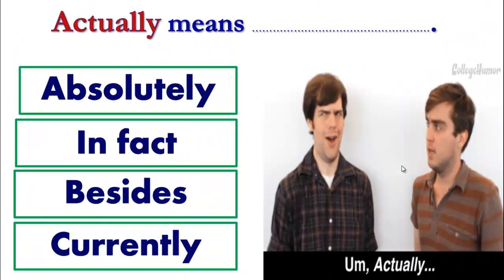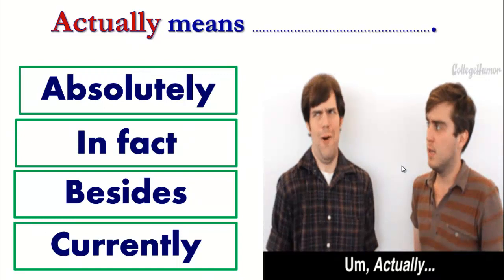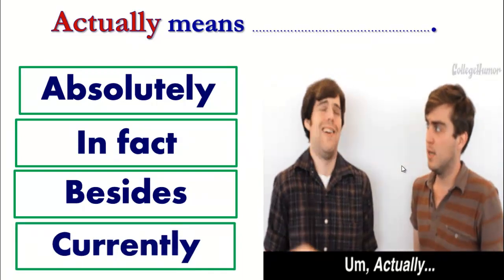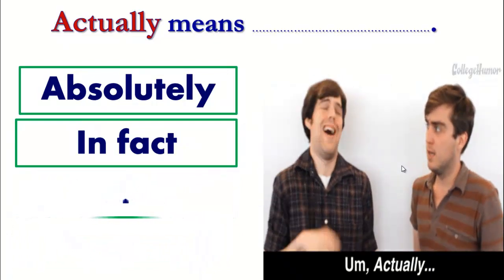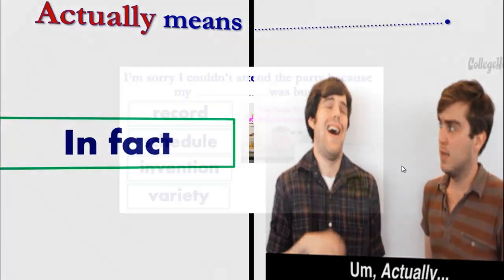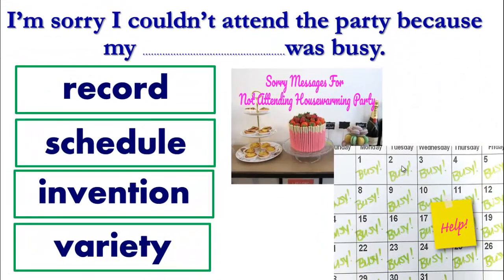Next one. Actually means what here? When you say the word actually, it means what? Choose. Excellent. It means what here? In fact. So when you say the word actually, it means what? In fact. Next one. I'm sorry I couldn't attend the party because my space was busy.